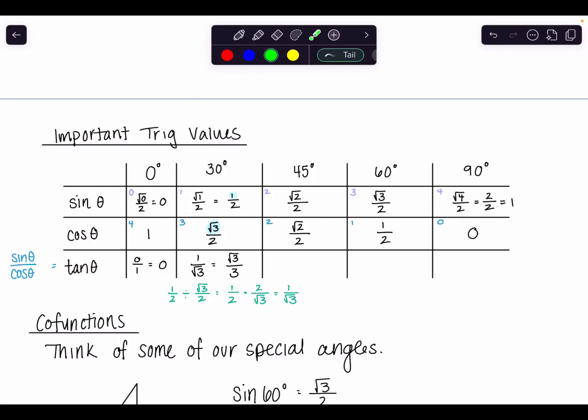When I go for tangent of 45 degrees, I'm taking root 2 over 2 and dividing it by root 2 over 2. So this is just 1. Then when I go for tangent of 60 degrees, the same idea, just those numerators end up mattering. It's root 3 over 1, which is root 3. Then when it comes time for tangent of 90, this would be 1 divided by 0, so this is undefined.